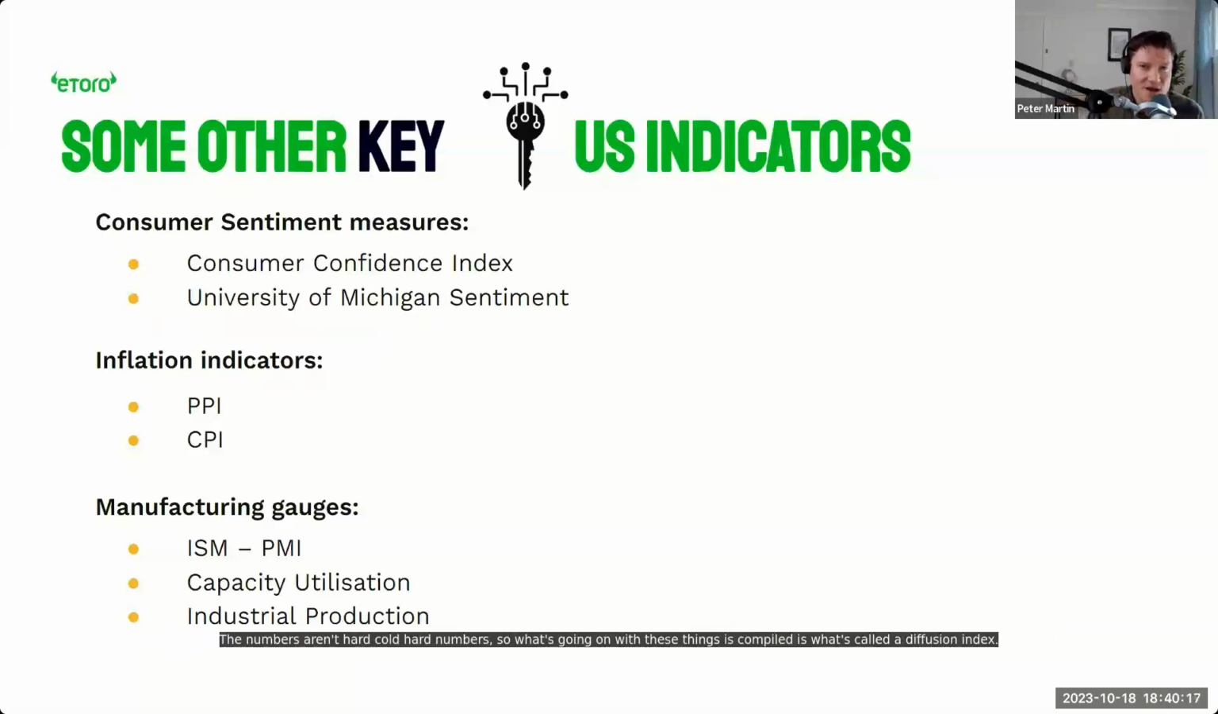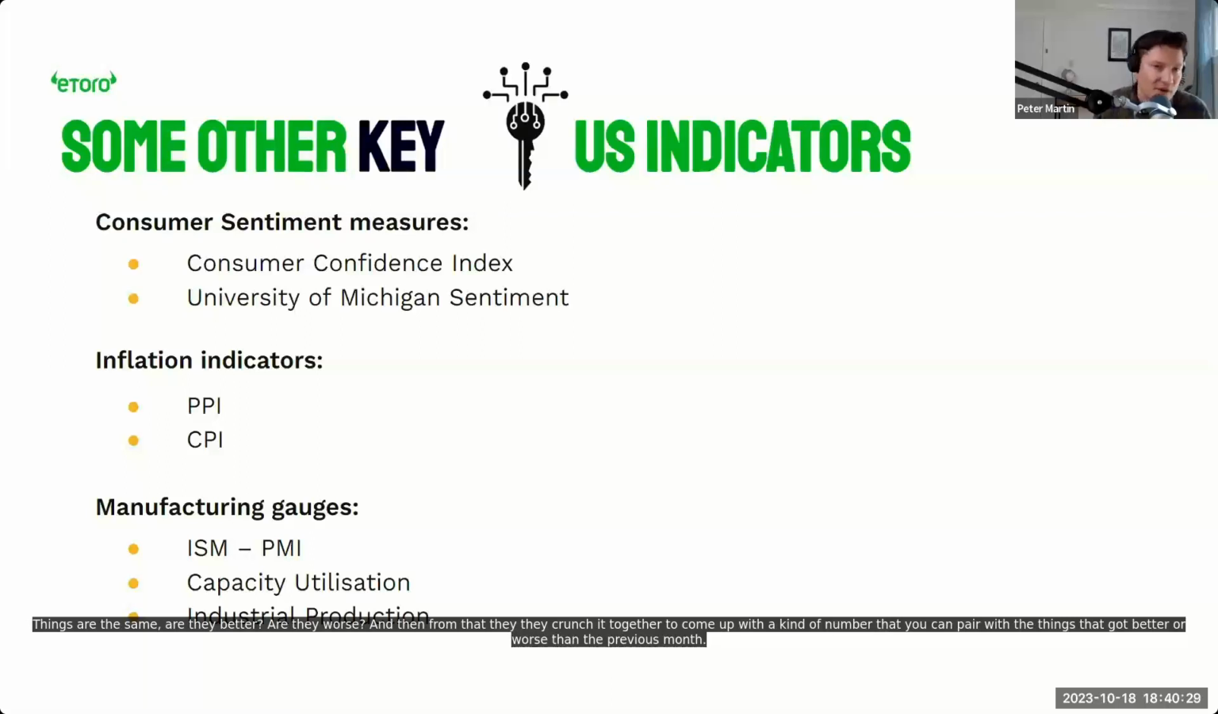The numbers aren't cold, hard numbers. What's going on with these things is compiled as what's called a diffusion index. They survey the purchasing managers and ask them questions about whether things are the same, better, or worse. Then from that, they crunch it together to come up with a number that you can compare, to see whether things have got better or worse than the previous month.